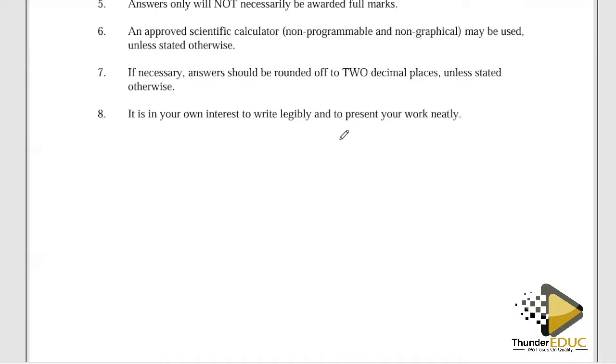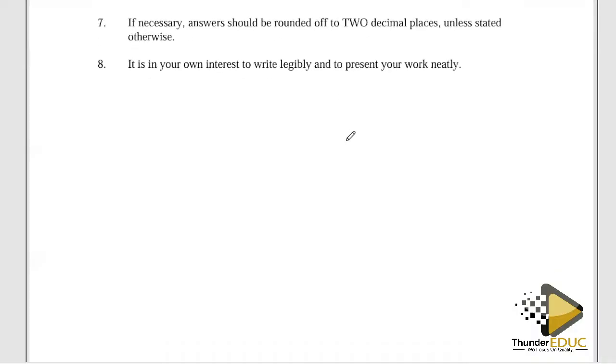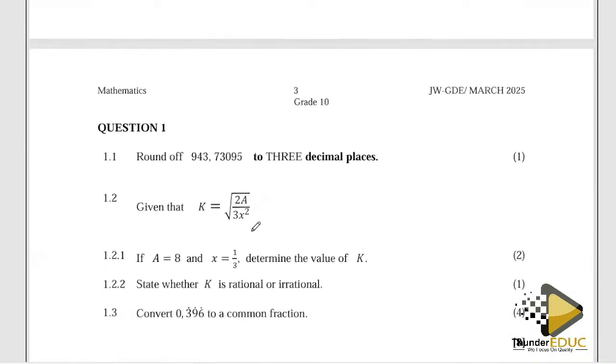We need to write legibly and neatly. And then 2 decimal places, this one is even in capital letters. So when we move on to question number 1.